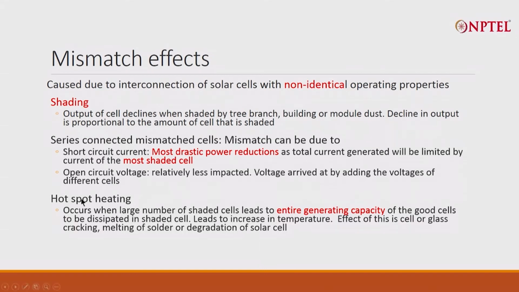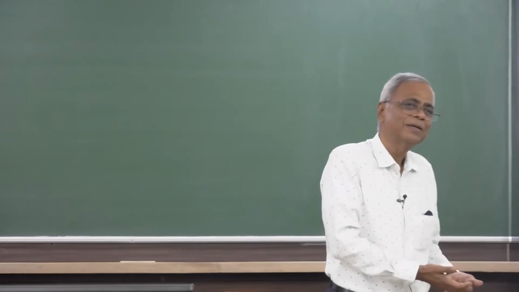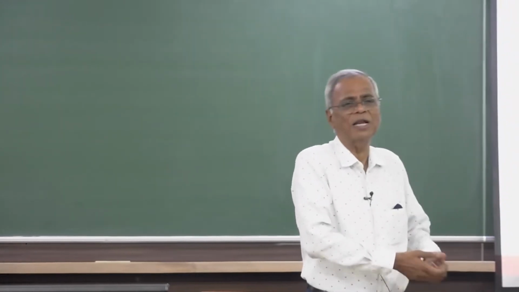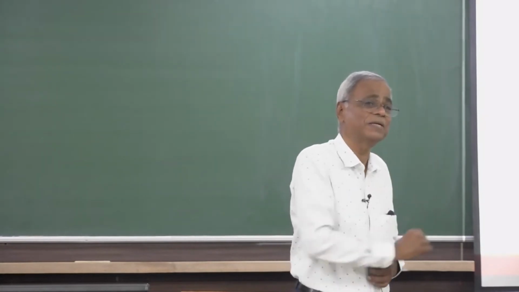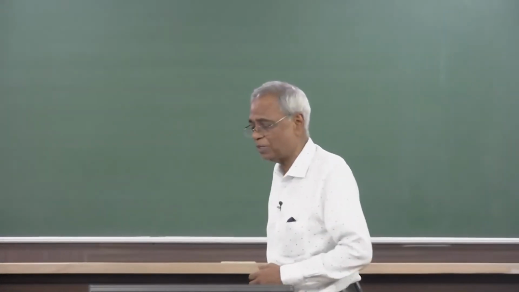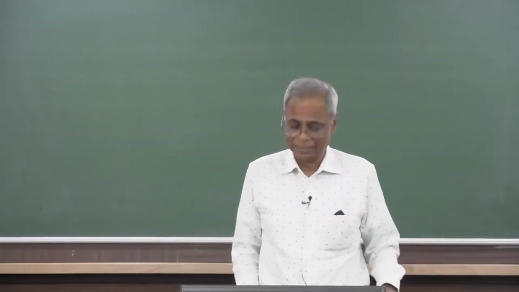Okay. Hotspot heating occurs when a large number of shaded cells leads to the entire generating capacity of the good cells being dissipated in the shaded cell. So, what happens? There are good cells which are producing and there are bad cells which are not allowing current to flow. All of that energy is getting dissipated there. You will see a hot spot developing and you must avoid that.